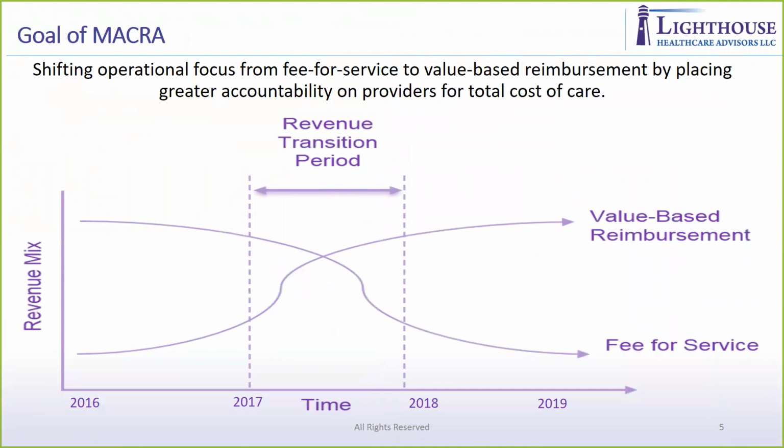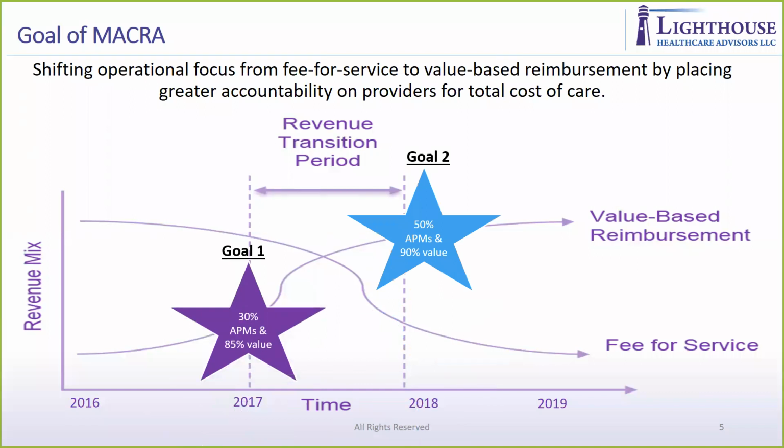What's the goal of MACRA? The goal was really to shift operational focus from a fee-for-service to a value-based reimbursement model by placing greater accountability on providers. In fact, the Department of Health and Human Services has goals. By 2017, they wanted 30% of Medicare payments to be distributed through APMs and 85% of payments to be tied to value. And then by 2018, they wanted 50% of Medicare payments to be distributed through APMs and 90% to be tied to value. All the more reason that our organizations really need to focus on shifting our mindset from a traditional fee-for-service to a value-based reimbursement.